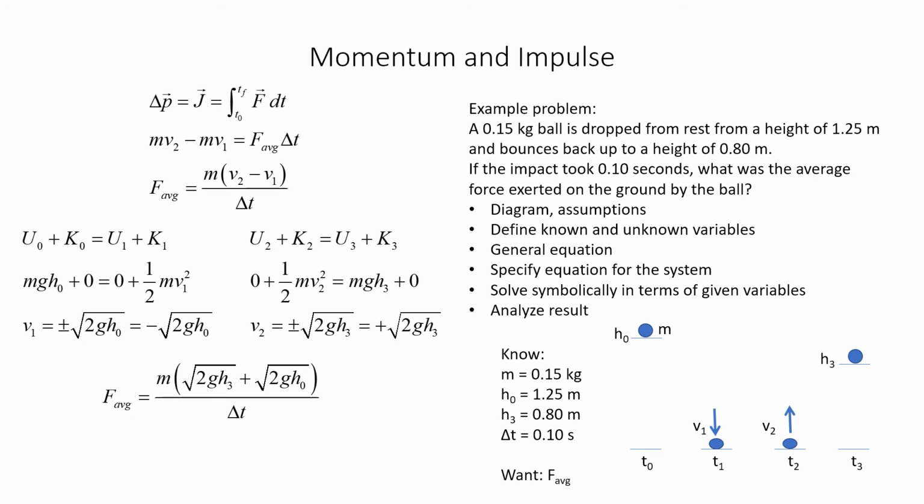Delta T is in the denominator, so a larger time means that it would have a smaller average force. That makes sense too. If the ball hit the ground for a larger amount of time, but with everything else held the same, then the force would have been smaller because it would have been spread out over more time.